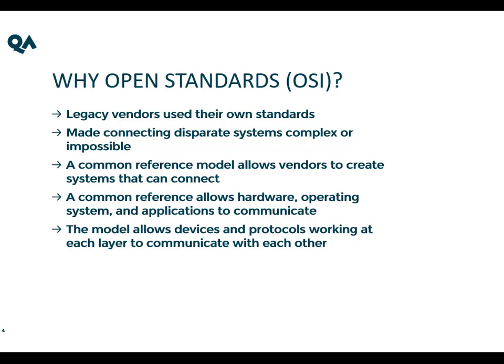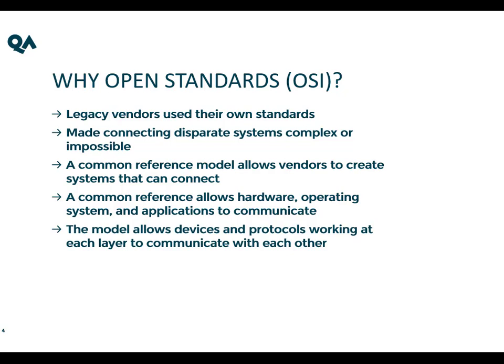But they didn't talk to each other, as in IBM did not talk to ICL, and ICL did not talk to DEC. That was because these legacy vendors had their own standards, which made connecting these systems very complex or impossible. So what we needed was a common reference model that allowed the vendors to create systems that could interconnect. What we got was the open standard 7-layer network model. This was a common reference model that allowed all hardware, operating systems and applications to communicate with each other.